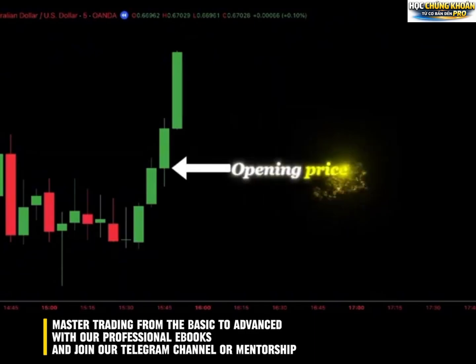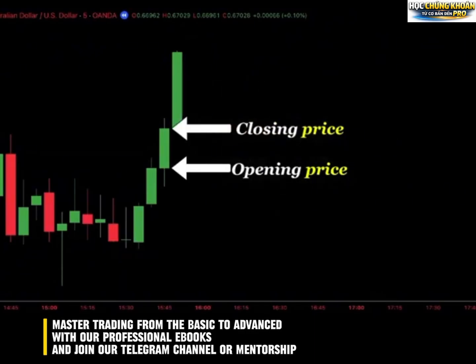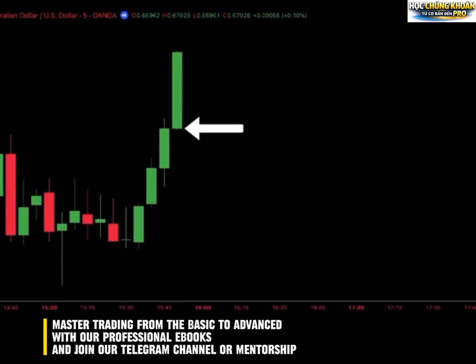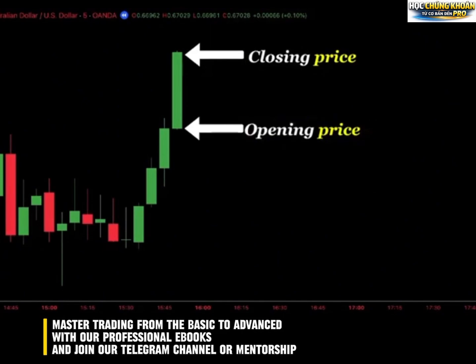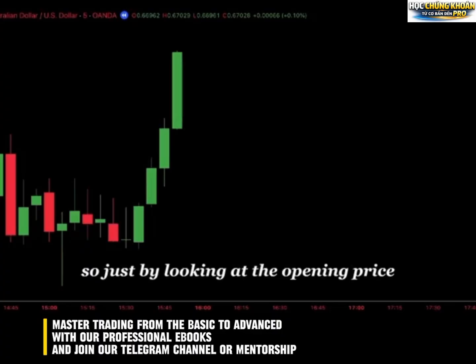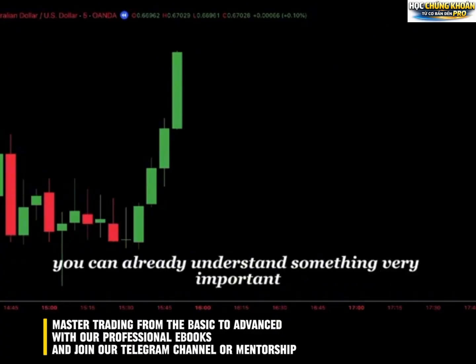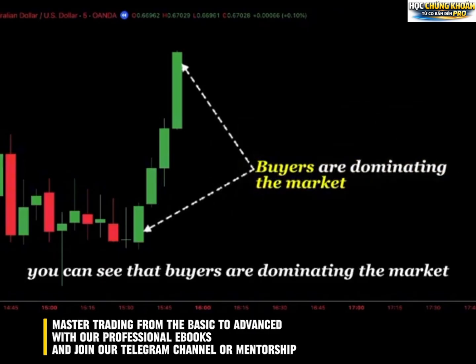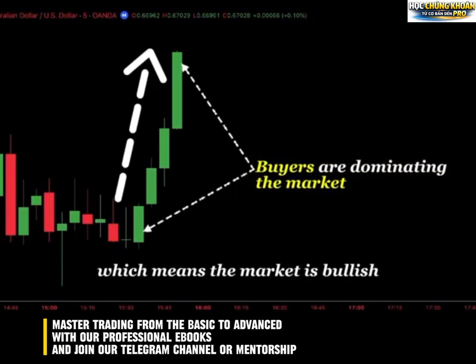The third candle opened here and closed higher. Then we have the fourth candle. Price opened here and closed even higher. Once again, this shows that buyers were still in control of the market during that period of time. So just by looking at the opening price and the closing price, you can already understand something very important. You can see that buyers are dominating the market, which means the market is bullish.